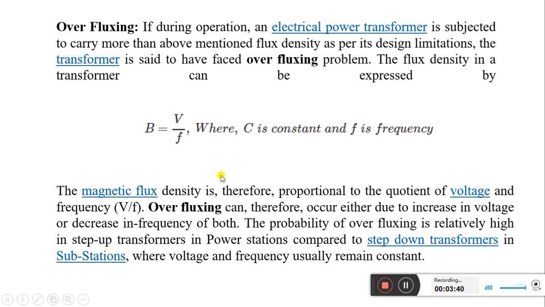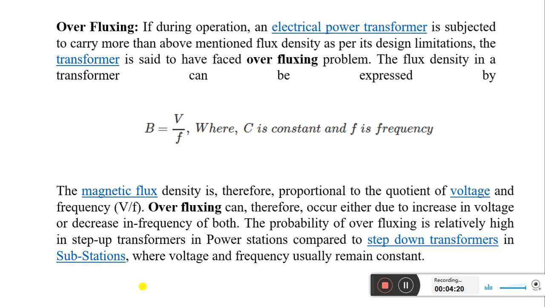The same thing is described here: magnetic flux density is proportional to the quotient of the voltage and frequency, that is V by F. So overfluxing can occur either due to an increase in voltage or a decrease in frequency or both. The probability of overfluxing is relatively high in step-up transformers in power stations compared to step-down transformers in substations, where the voltage and frequency usually remain constant.